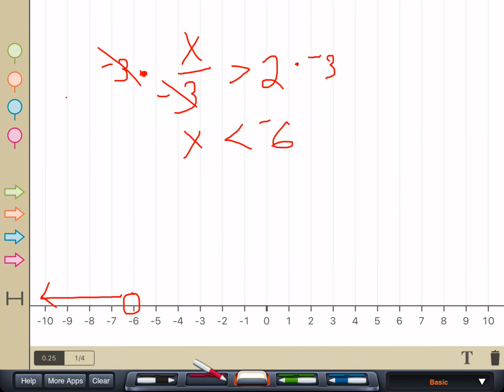Okay, so let's test it out. If I have negative 6, will negative 6 work? If I put in negative 6 for x, negative 6 divided by negative 3 is 2. Is 2 greater than 2? No. So negative 6 definitely doesn't work. That's why we don't have it colored in down here. Let's try negative 9. Now negative 9 should work because it's in our selection. It's in our set here. Negative 9 divided by negative 3 is 3. 3 is greater than 2, so it works.